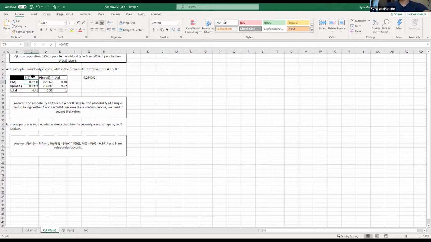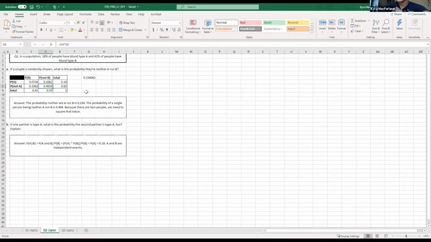Because the probability of being A or B, like actually blood types, being one or the other doesn't affect the others, they're independent. So you just find the probability of A and B by multiplying the probability of B times the probability of A. You can do that for the rest of the table or use the complement rules or the additive properties of probability to solve the rest of the table. But when we calculate the probability of being neither A nor B, we actually get 0.234, not this value right here.